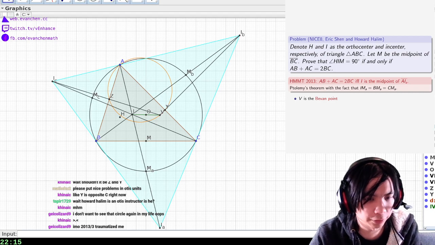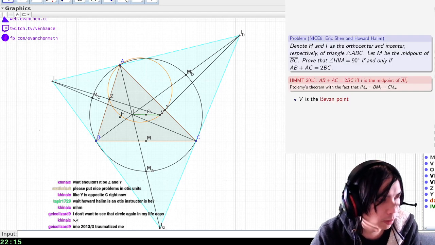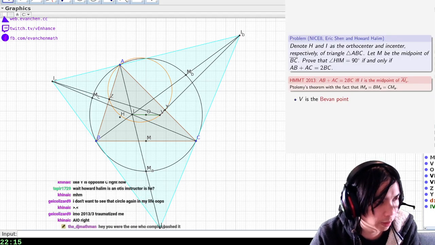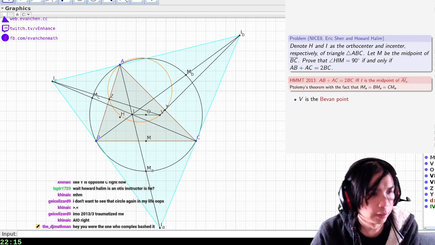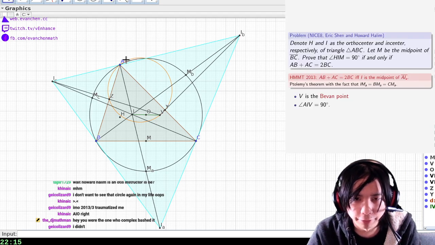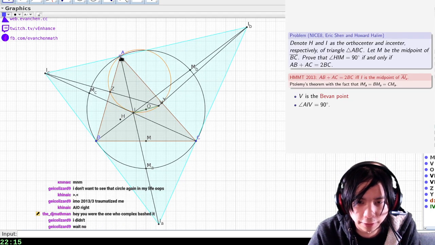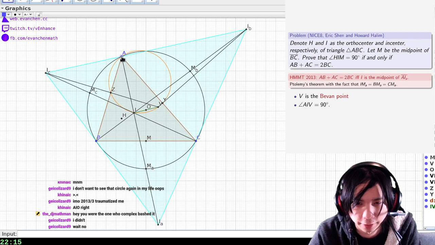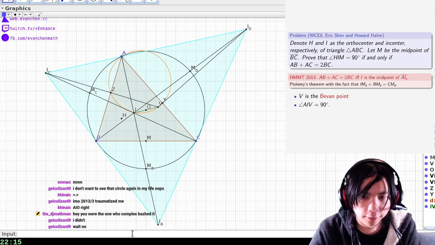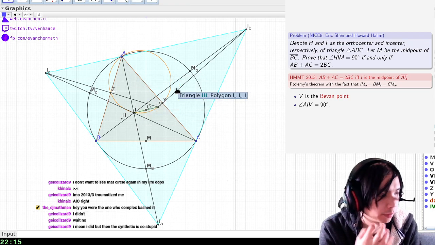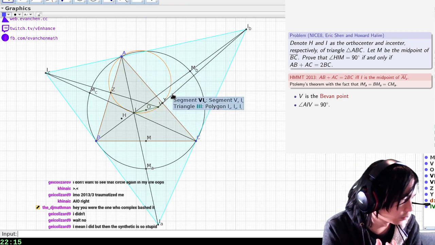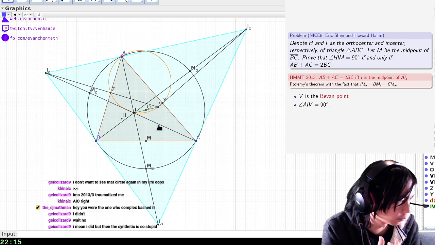Anyways, the HMMT 2013 condition is also equivalent to something, right? It is equivalent to angle IIV equals 90 degrees, because you want IO to be perpendicular. So, in other words, one direction of the problem is equivalent to having this orange circle pass through I. That sort of gives us control, because now angle AIV is 90, it corresponds to some nice cyclic thingy.